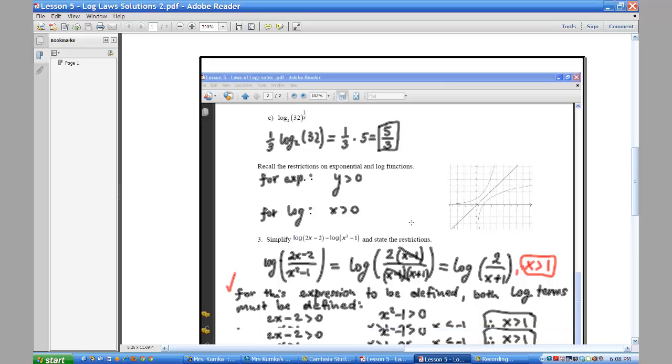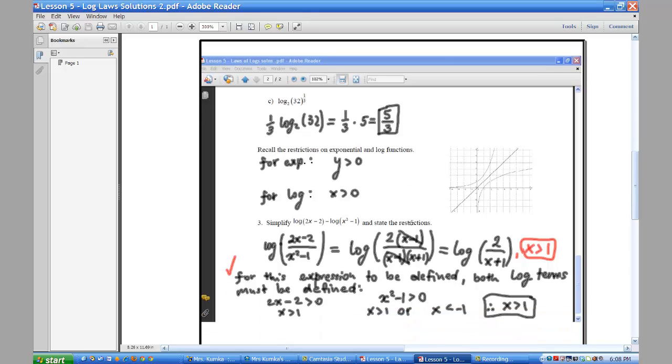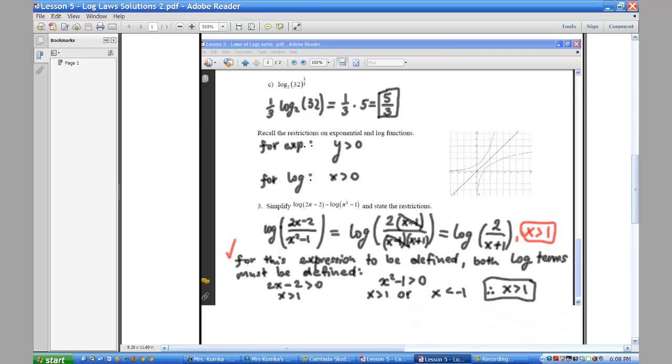Okay, in some cases, before or after we find the simplified value of expressions, we also need to determine the restrictions, because they won't be defined for every single x value. Because for log functions specifically, x has to be greater than 0. For exponentials, y has to be greater than 0. Why? Because of the asymptotes.